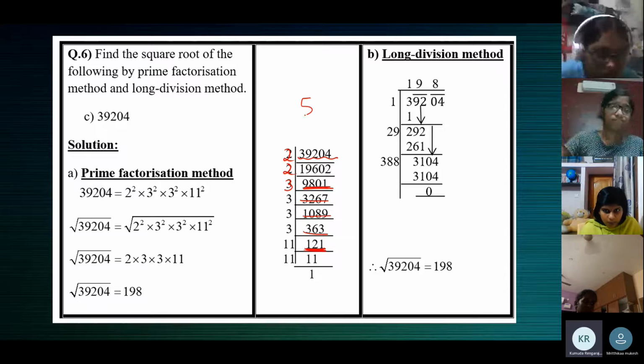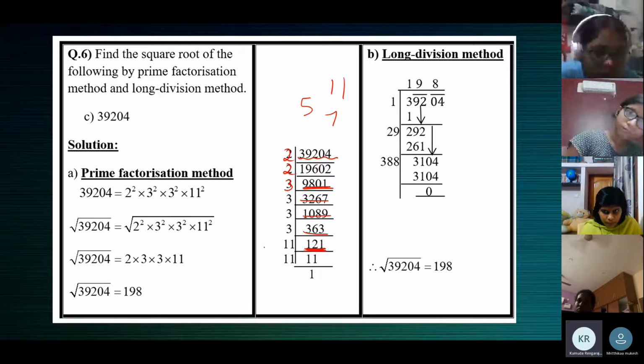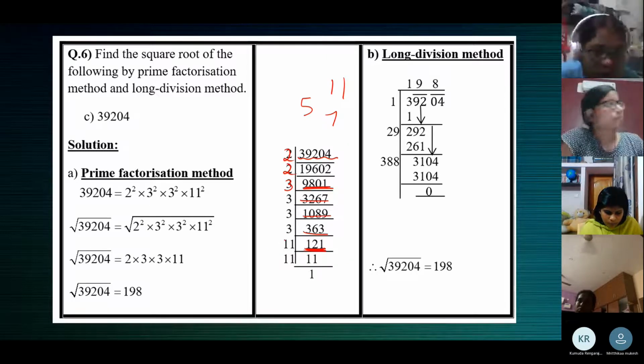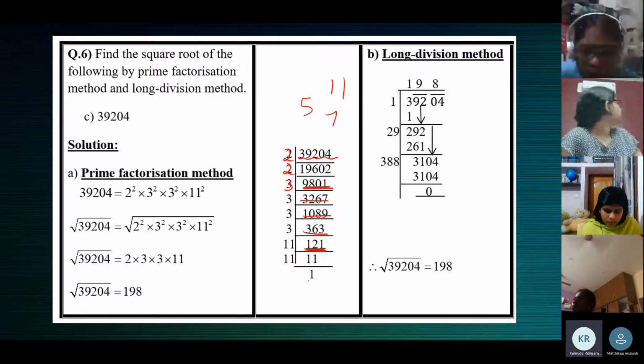So then I try 5. Not possible. Then I try 7. 121 is not divisible by 7. Then I take 11. 11 elevens are 121.